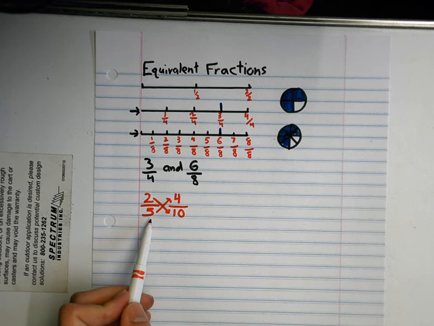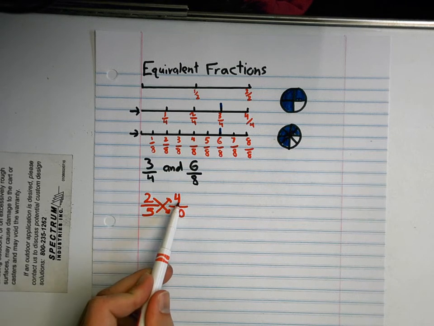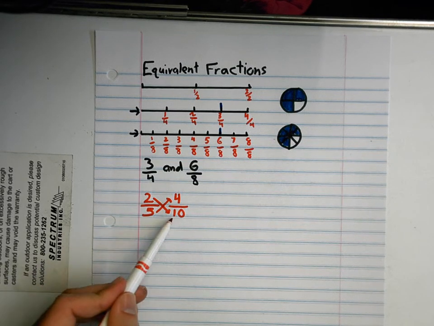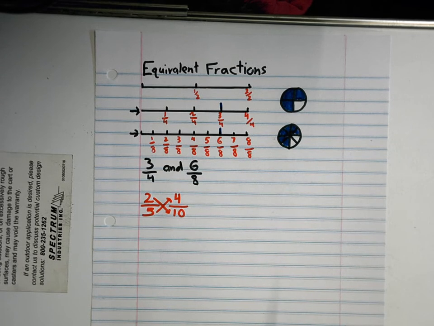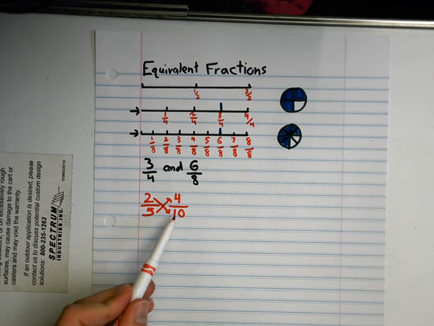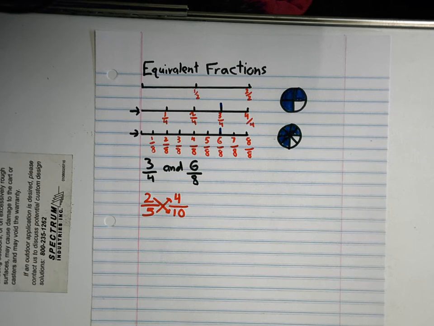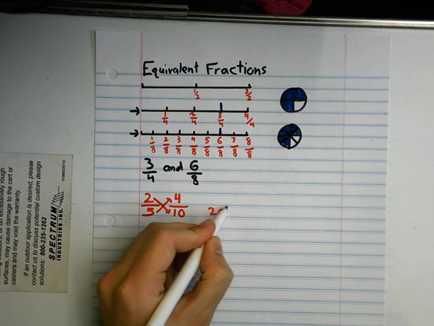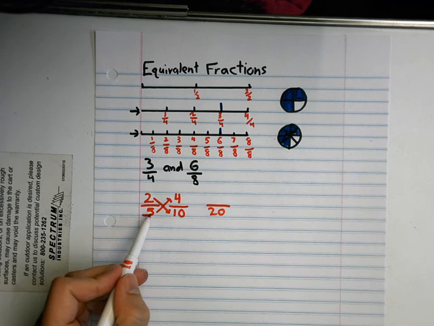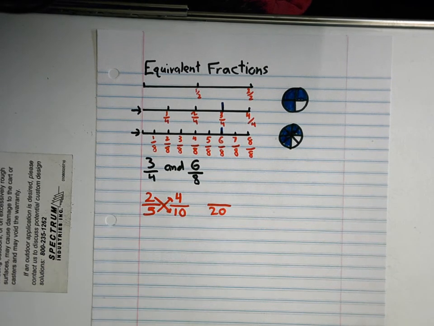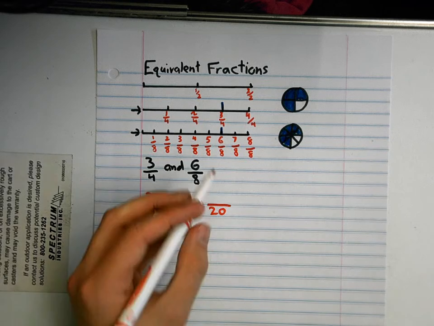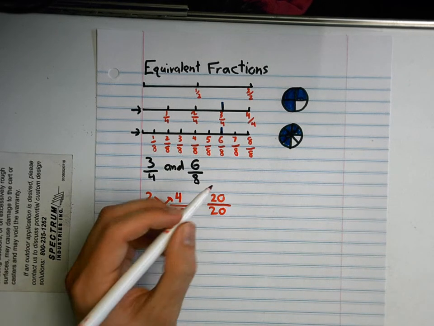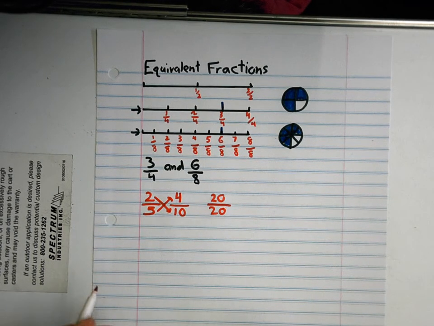I multiply the denominator of one by the numerator of the other, the numerator of one by the denominator of the other, and see if they're the same. What is 2 times 10? 20. What is 5 times 4? 20. Are they the same? Yes. Guess what that makes these?